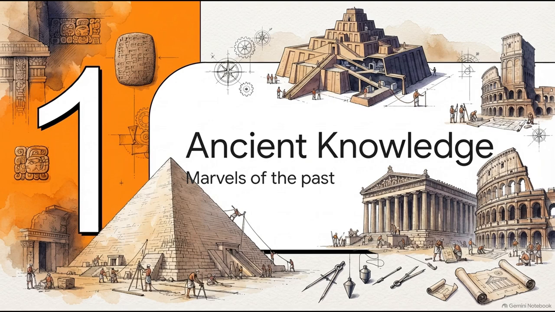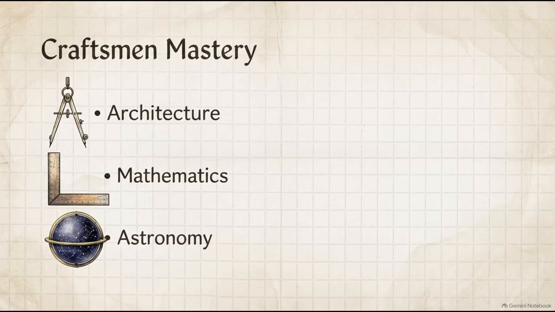Moving right along into Section 1, Ancient Knowledge and Marvels of the Past. Let's look at how the script tackles the sheer scale of these structures. Hitting right around the 10 to 25-second mark of the narrative, the script emphasizes that the craftsmen who built these temples weren't just simple laborers.